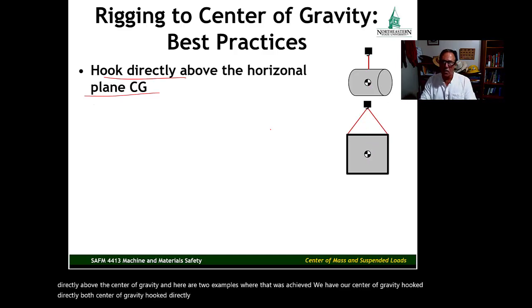When we hoist this load, it's going to remain calm. It's not going to swing. It's not likely to spin. It's going to remain level when we have the center of gravity configured to our hook in this way. That's ideal. That's a best practice.